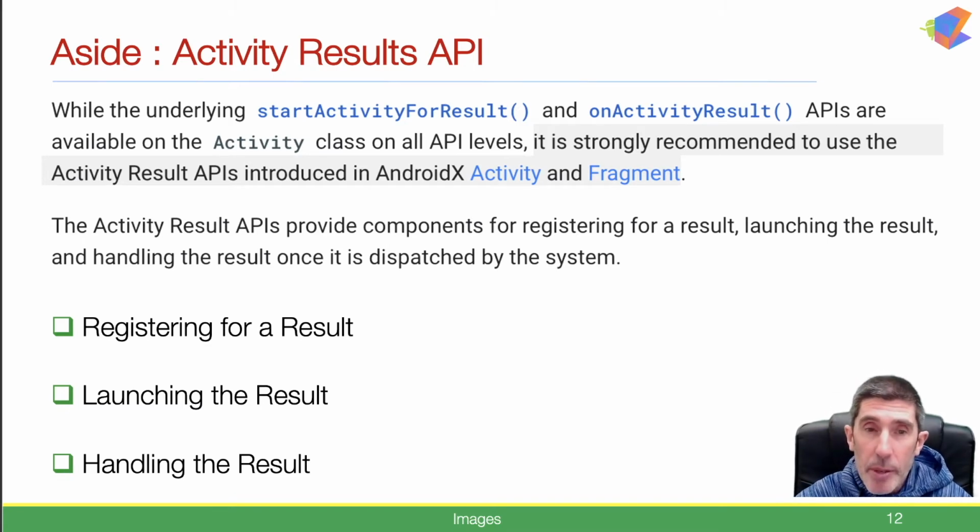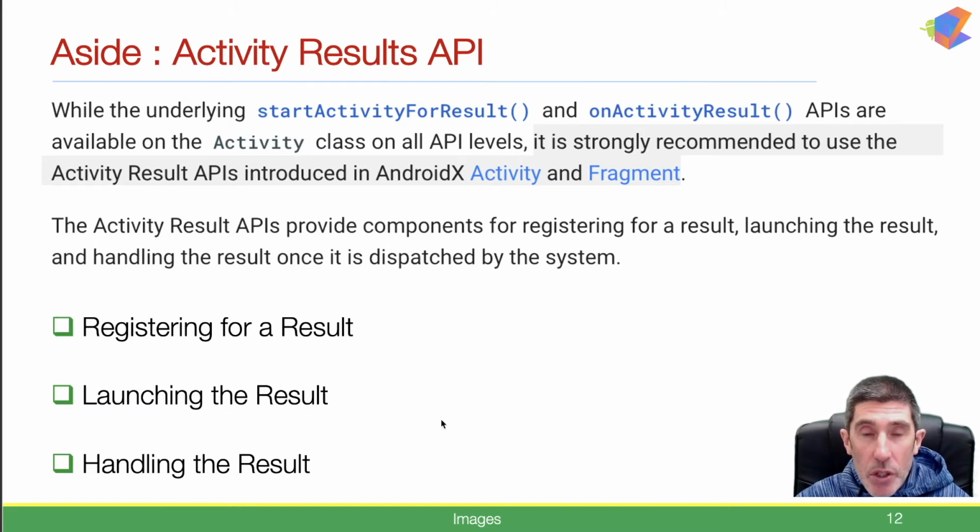Okay, but just to talk a little bit about it, this is taken from the official docs. While the underlying start activity for result and on activity result APIs are available on the activity class on all API levels, it is strongly recommended to use the activity results API introduced in AndroidX within activities and within fragments. So for the moment, we're just working with activities. You can still do this within fragments as well. The activity result APIs provide components for registering for a result, launching the result, and handling the result once it is dispatched by the system.